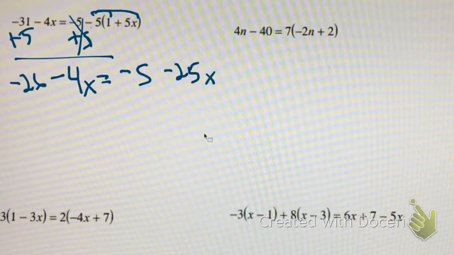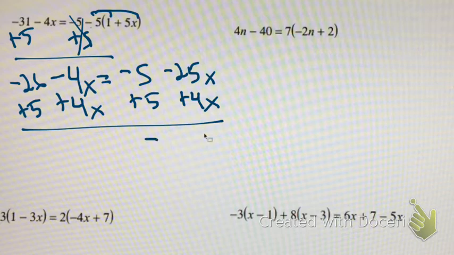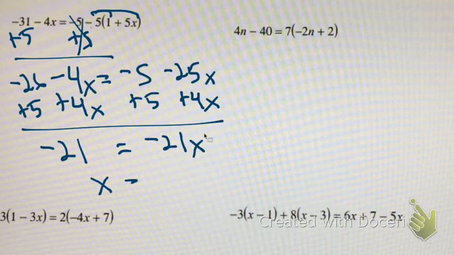So let's see, what have I got? Probably best to add the 4x to both sides. And to add the 5 to both sides. See what I got here. Minus 25 plus 4 would give me minus 21x. And then minus 26 plus 5 would give me minus 21. Okay, that looks pretty good. So that means that x has to equal 1. Minus 21 times 1 is minus 21. All right.